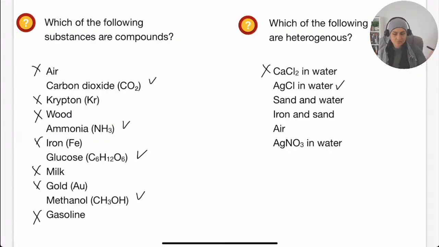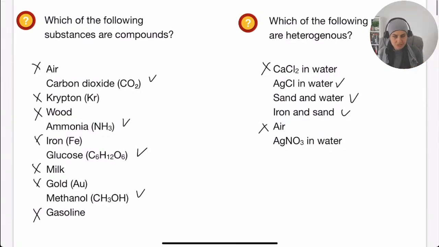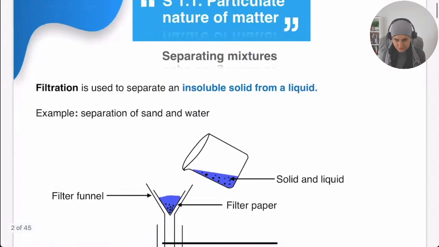Sand and water, you know it, that's heterogeneous. Iron and sand, although two solids, heterogeneous. Air is a homogeneous mixture, because you can't tell that there are two phases. There are no phases, everything is in the gaseous state. Silver nitrate is soluble, so also homogeneous. These are not exam style yet, but it may be incorporated in some questions.